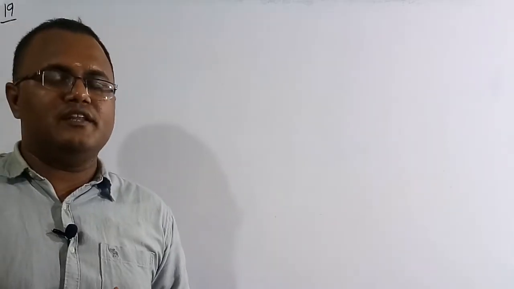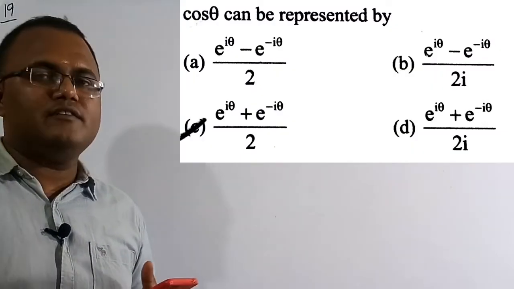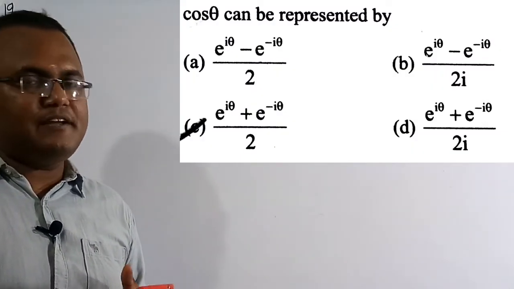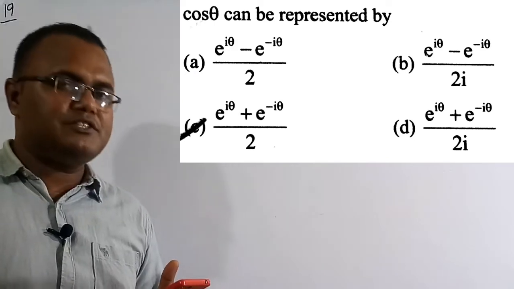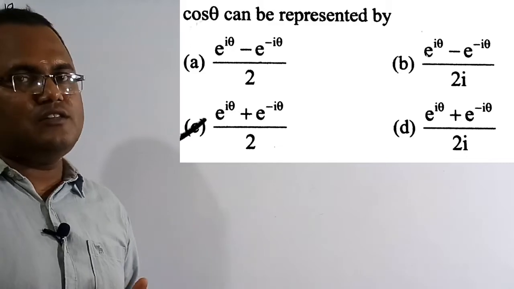Now we are going to solve the 19th question. See the question here. Cos theta can be expressed as, or represented by, which equation? Out of these four options, option C is the correct solution of this question. So let's solve this numerical.